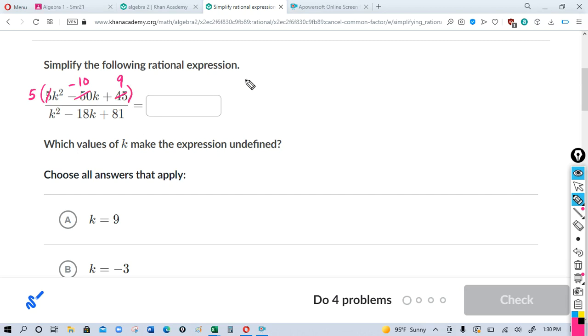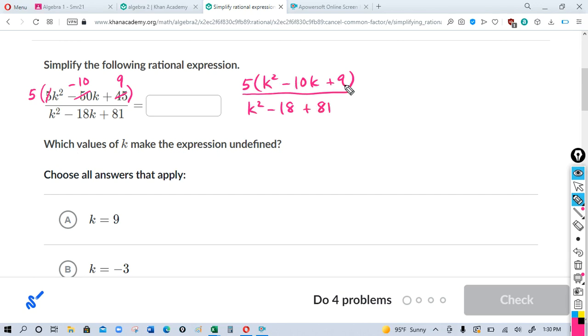Okay, so rewriting this, we have k squared minus 10k plus 9. And on the bottom, k squared minus 18 plus 81. Okay, so we can factor this and this.